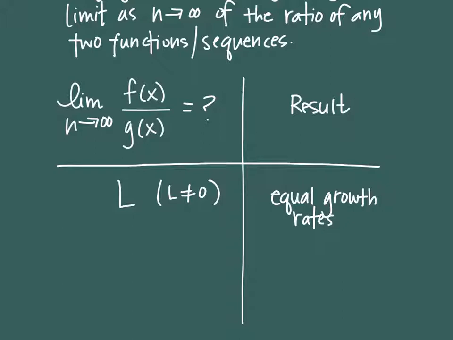All right, if you get 0, zero would mean that which of the two was growing faster? The bottom one. All right, so that means that the denominator, if you're getting 0 as the result of your limit, that means the denominator was growing faster. So g of x has the faster growth rate.